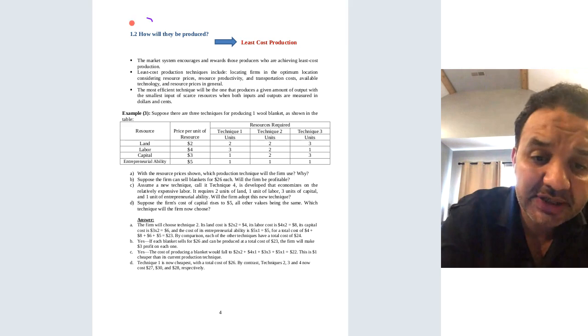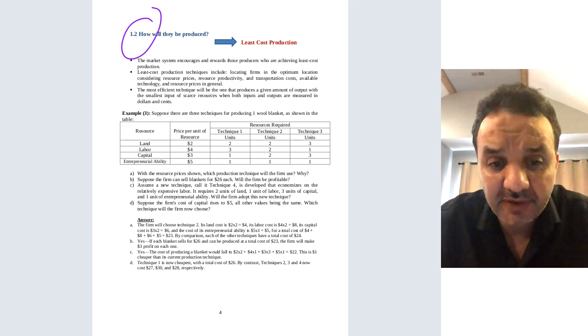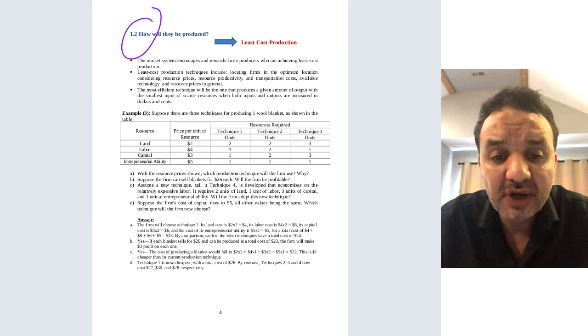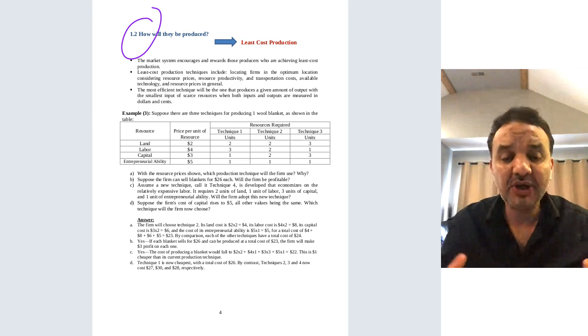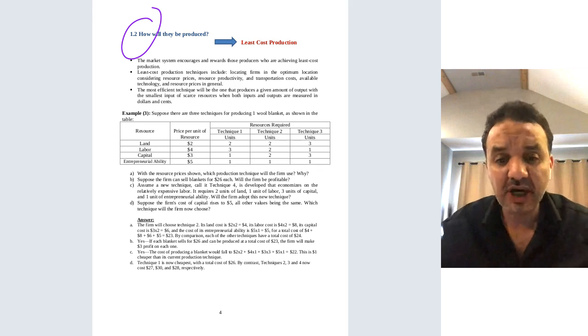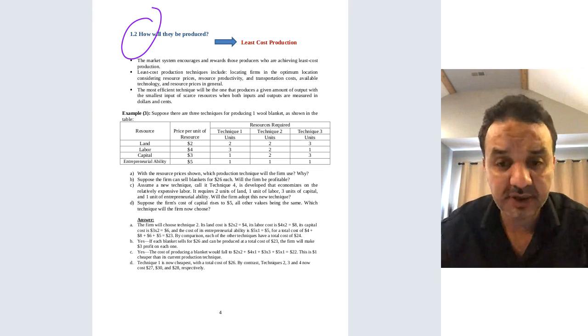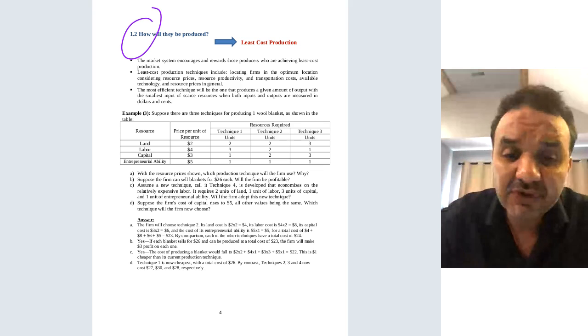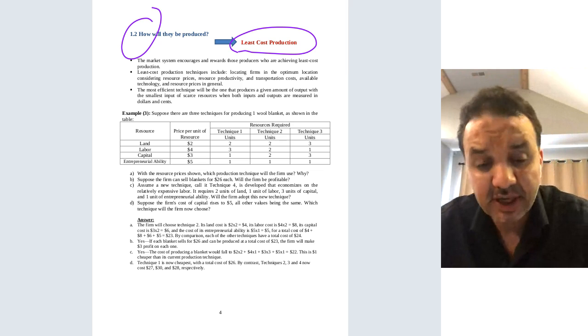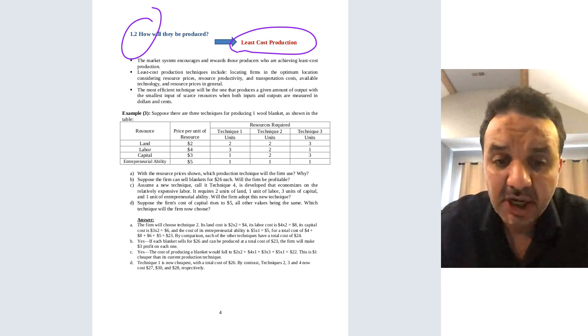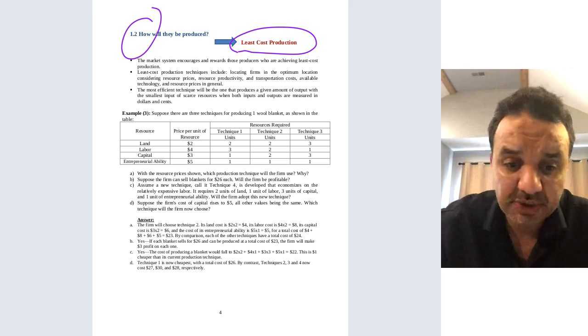Now let's move to the next economic question we have, which is how would they be produced? Like, if I have my own business, what are the tools I'm going to use to produce these goods? The answer for this question is simple: least cost production. Okay, as usual, I'm going to use an example to explain the answer for this question.